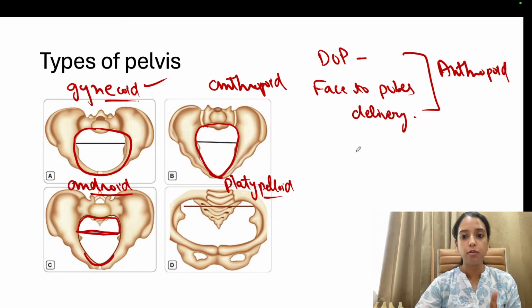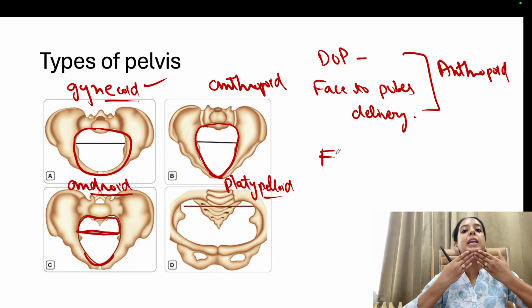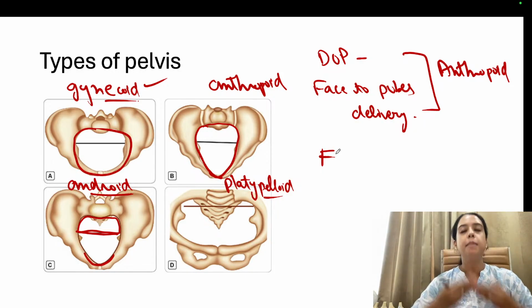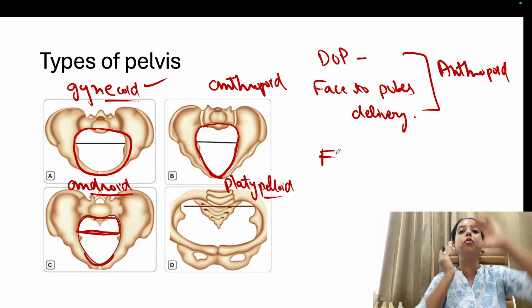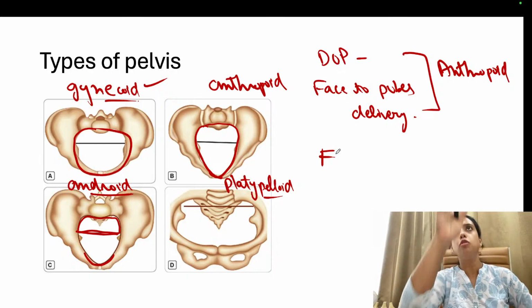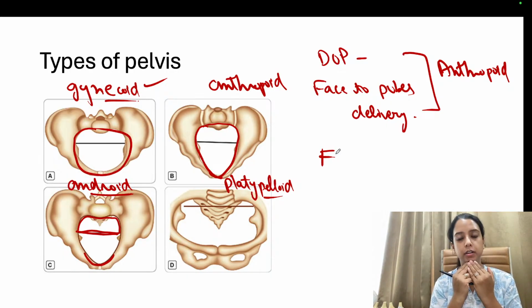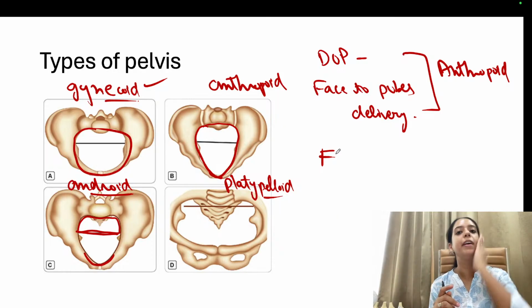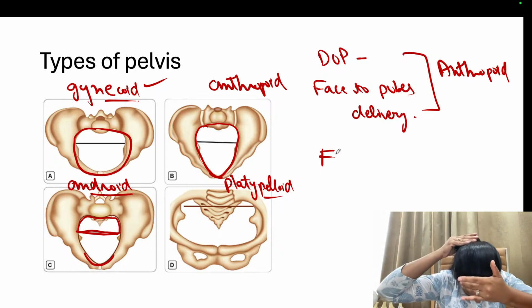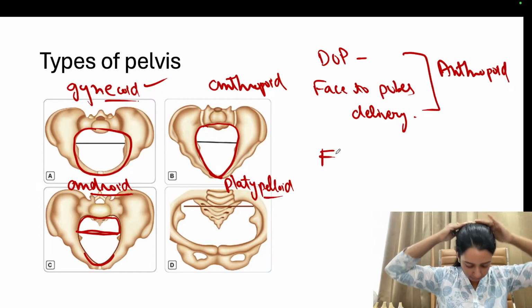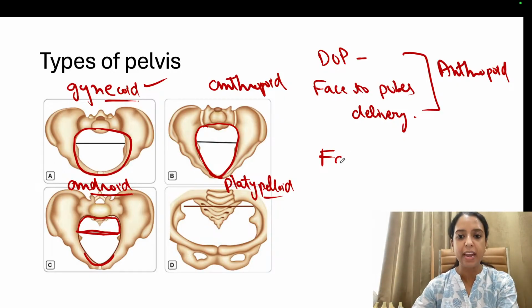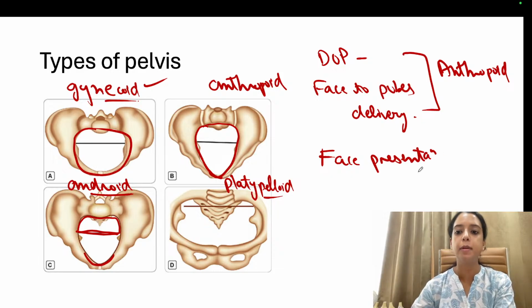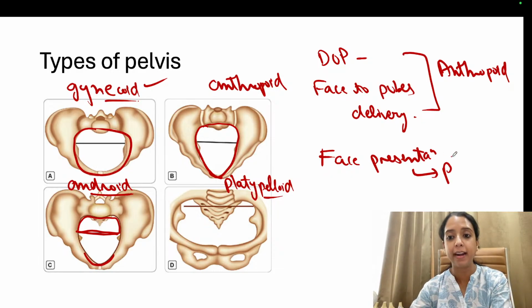Do not confuse it with face presentation. Face presentation is a completely extended head, where the face is over the cervix. When you do PV, you feel facial parts. Face to pubes delivery is not face presentation, it is cephalic presentation, but the occiput is posterior. So face presentation is different. If the question is asked which pelvis promotes face presentation, it is platypelloid.